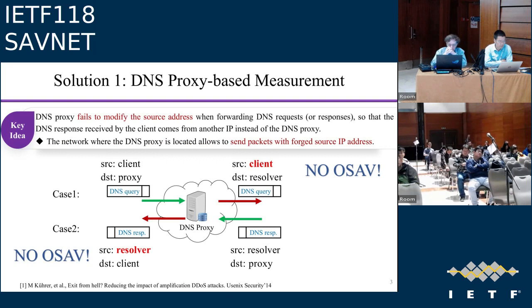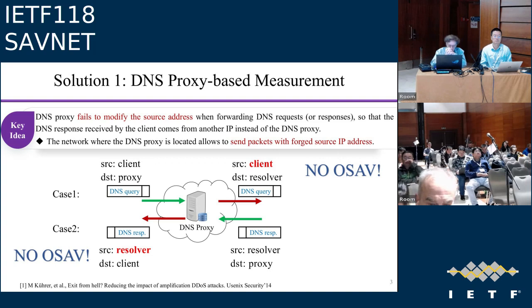Actually, we use multiple solutions to conduct the measurement, and the first one is a DNS proxy based one. Its key idea is that the DNS proxy fails to modify the source address when forwarding DNS requests or responses, so that the DNS response received by the client comes from another IP instead of the DNS proxy. In this way, we can know that the network where the DNS proxy is located allows sending packets with forged source IP address.